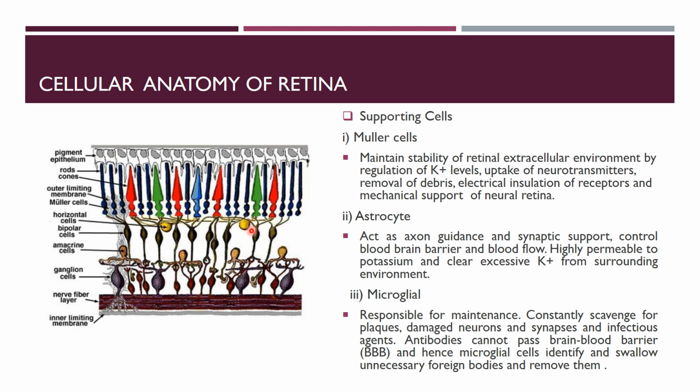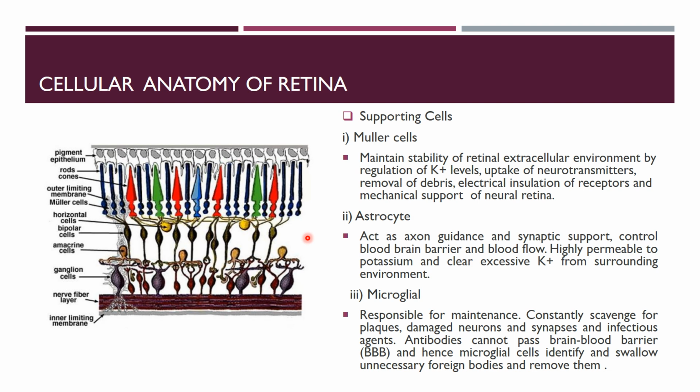Lastly, there are supporting cells which are of three types: the Mueller cells, astrocytes, and microglial cells. The Mueller cells maintain stability of the retinal extracellular environment by regulation of potassium ion concentration. The astrocytes act as guide and support systems. They also are highly permeable to potassium and absorb excessive potassium and clear it from the surrounding environment.